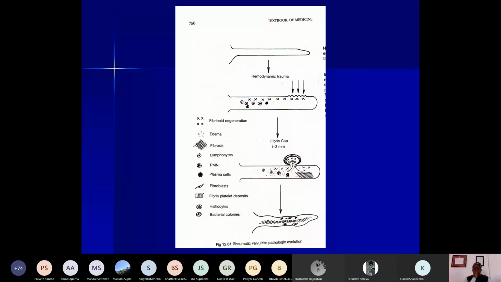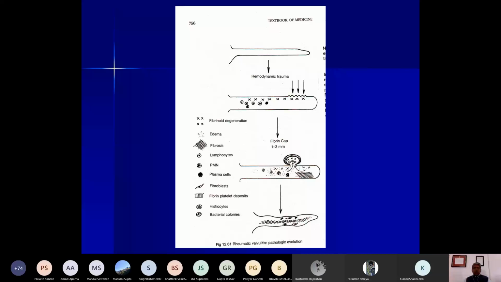Now let's have a look at the endocardium. During normal condition, the endocardium is very smoothly lined with the endothelial cells, which have an electrical charge, and it does not allow the blood cells to clump or get attached to them. So everything flows very smoothly.